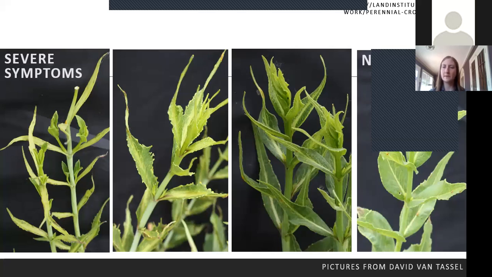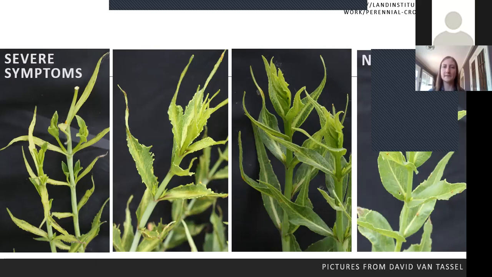And so over the summer, David was doing some research and he came across a virus of lettuce, big vein leaf virus of lettuce. And the symptoms were really similar to what we saw in Silphium. And so we found a test for that virus, and we tested our Silphium samples, but they came back negative.